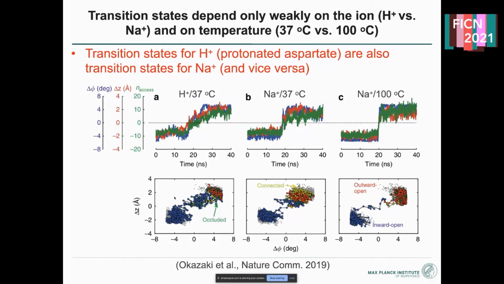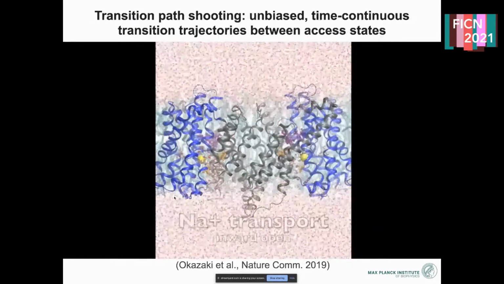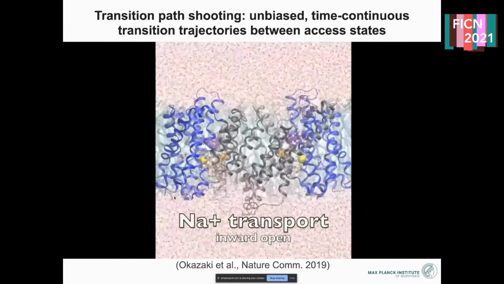So take a structure harvested at 37 centigrade by transition path sampling, and then constrain it, relax it at 100 degrees centigrade, and then use it as a starting point. And what we found was that the transition state characteristic was maintained both by exchanging the ion and by increasing the temperature. Transition states for protons are also transition states for sodium, and transition states at 37 degrees are also transition states at 100 degrees.